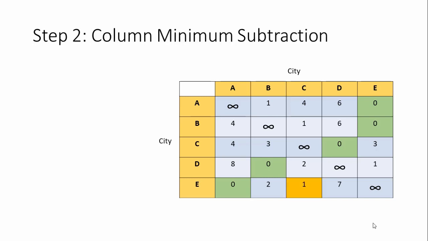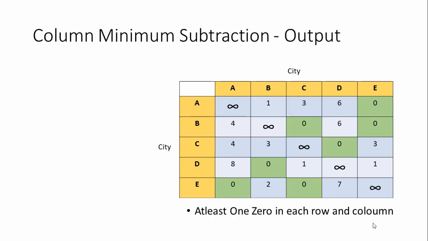In the column minimum subtraction, we identify the minimum in the column. In the first column, the minimum is 0, therefore the elements are unaltered. Similarly, in the second column, we have 0. In the third column, the minimum is 1, so we subtract 1 from the remaining elements of that particular column. In the fourth column, we have a 0, and in the fifth column, we have a 0. So after the column minimum subtraction, we are going to have at least one 0 in each row as well as the column. The output will be looking like this.